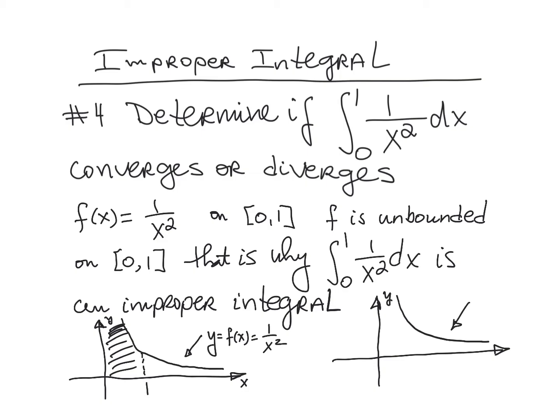So the way we'll handle it is we're going to let t be any number greater than 0 and less than 1. So here is a picture of t, and we look at the area between t and 1. That area, of course, is finite, and then we're going to let t approach 0 from the right. If that limit exists, then the integral converges. If that limit does not exist, the integral diverges.